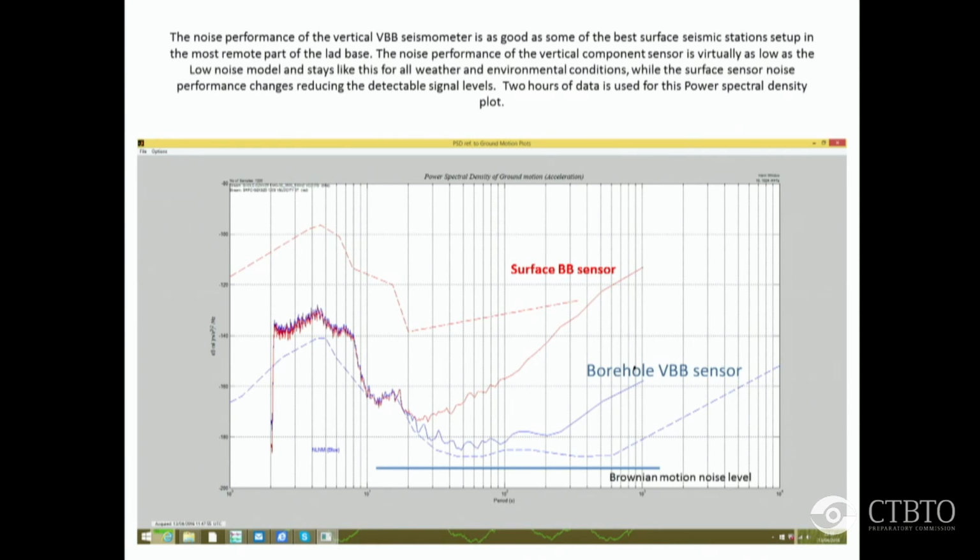I think it's 4 hours or 2 hours of data, whilst the red one is a surface instrument that we installed right above the borehole. You can instantly see the difference in detection ability of a broadband sensor in a borehole versus a broadband sensor on the surface.